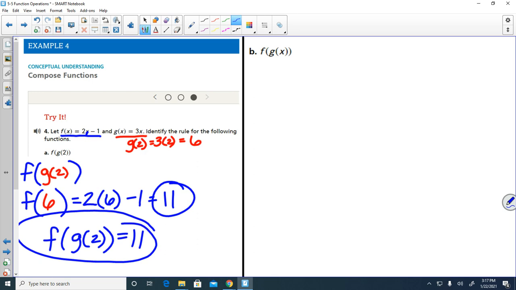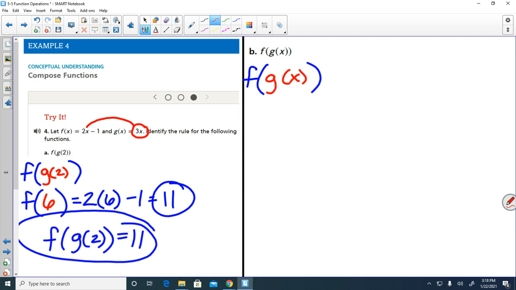So you have several on your assignment where you practice that skill. The other thing that you'll have to practice is finding f of g of x. So let's practice that. F of g of x. Now they haven't given me a number to put in for x, they've just said g of x. So that means I'm going to take the g function, which is 3x, and put it inside of the x in the f function.